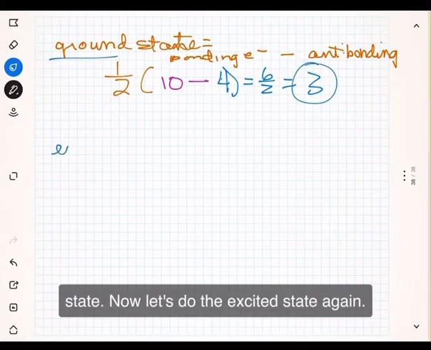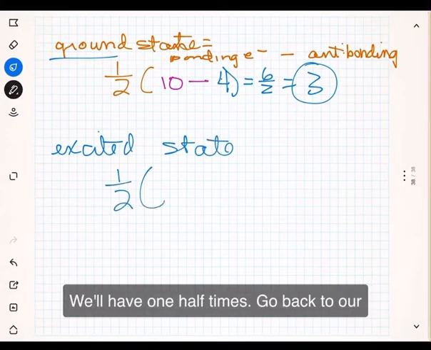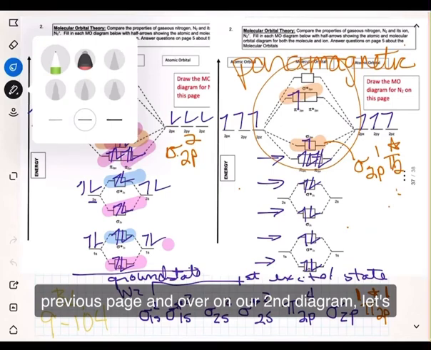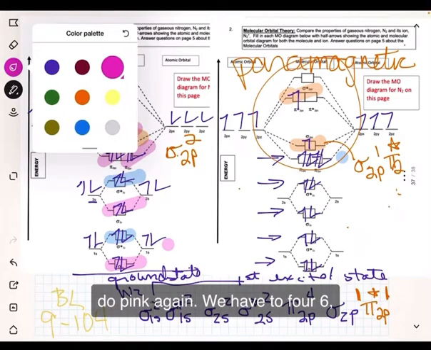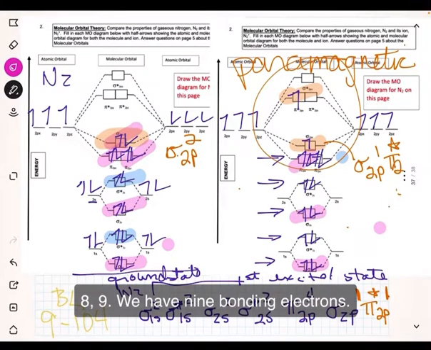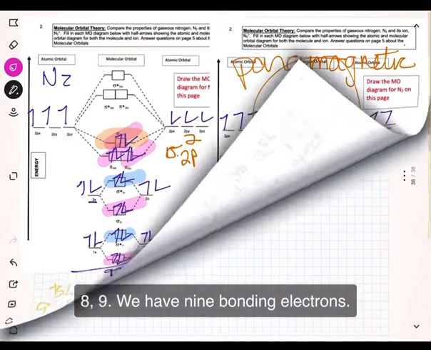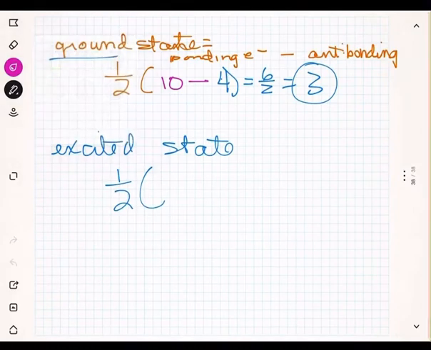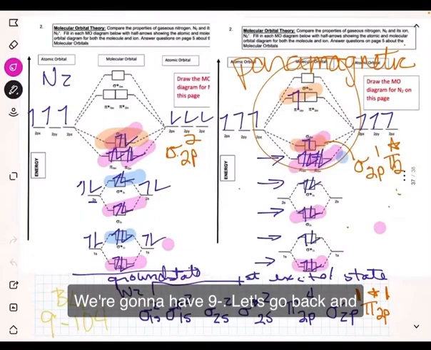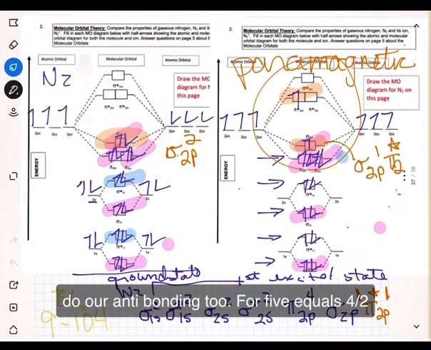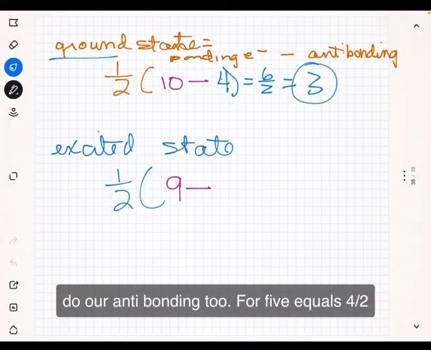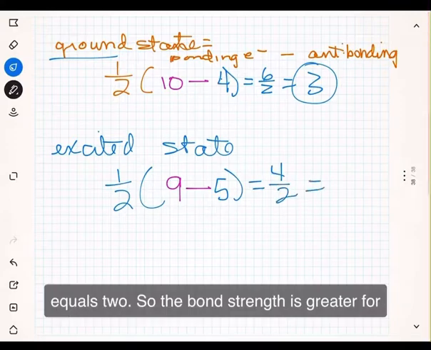Now let's do the excited state. Again, we'll have 1/2 times, go back to our previous page. And over on our second diagram, let's do pink again. We have 2, 4, 6, 8, 9. We have 9 bonding electrons. So we're going to have 9 minus, let's go back and do our antibonding, 2, 4, 5. Equals 4 over 2 equals 2.